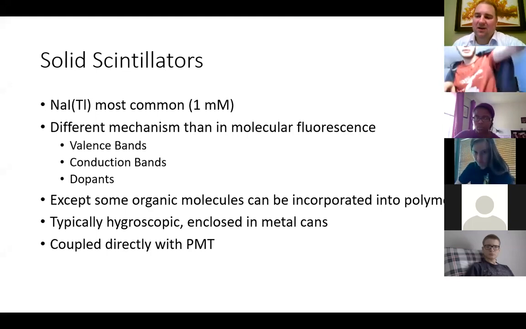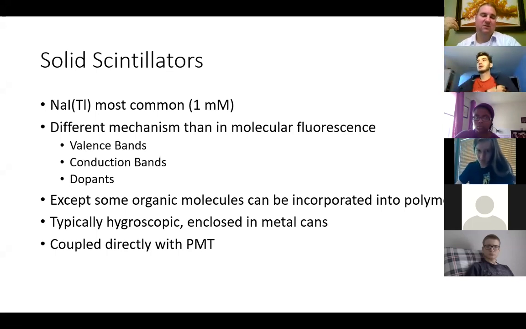All right, so to compare and contrast solid scintillators with liquid scintillators, our liquid scintillators were relying on small molecules dissolved in solution, and solid scintillators are going to be a big crystal, typically. Sodium iodide doped with thallium is going to be the most common solid scintillator we're going to see. There are many other kinds, though.